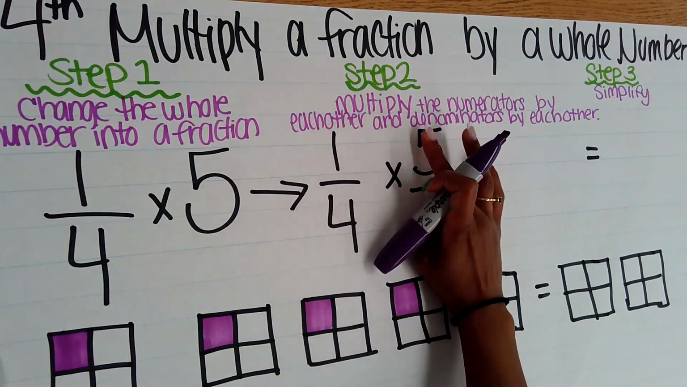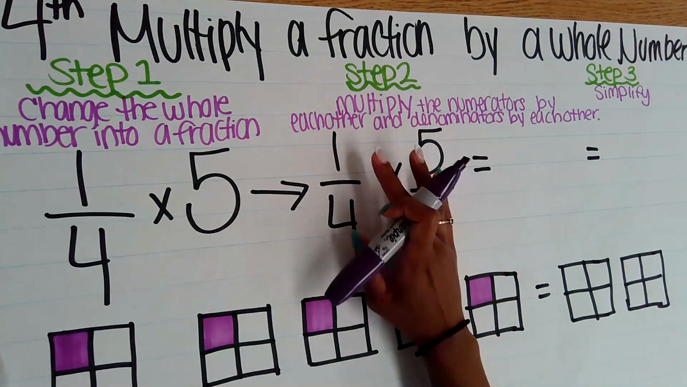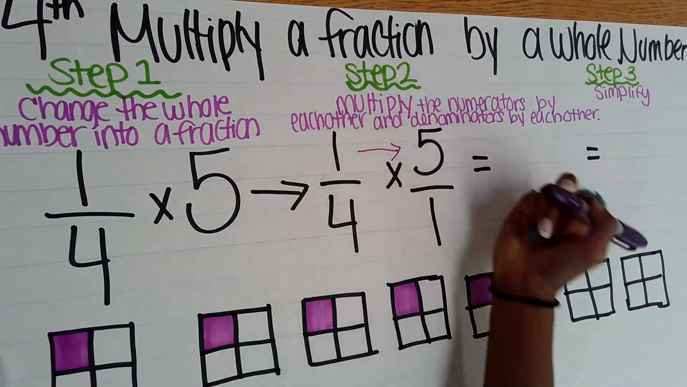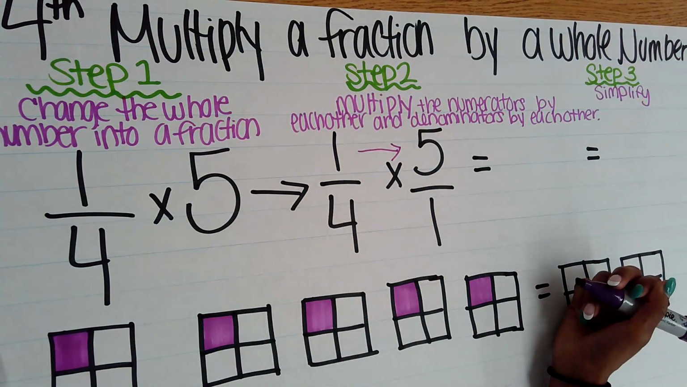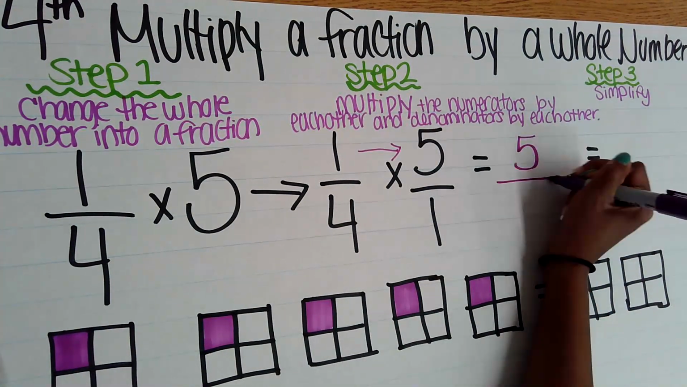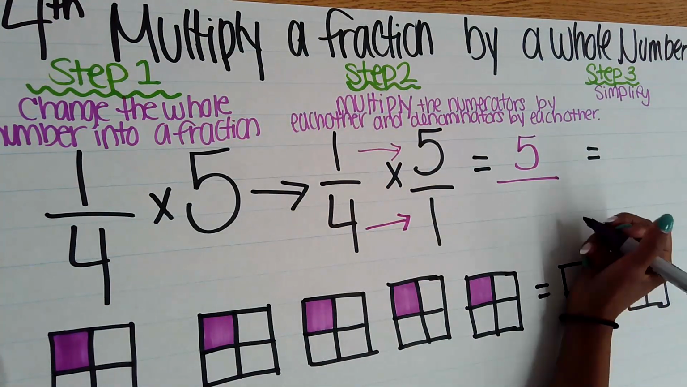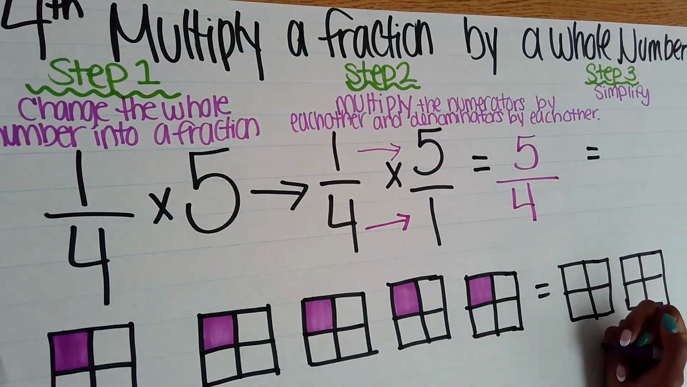Second step is to multiply the numerators by each other and the denominators by each other. So I want to multiply straight across and take my 1 times 5 to give me 5, and then go straight across with my denominators. 4 times 1 gives me 4.